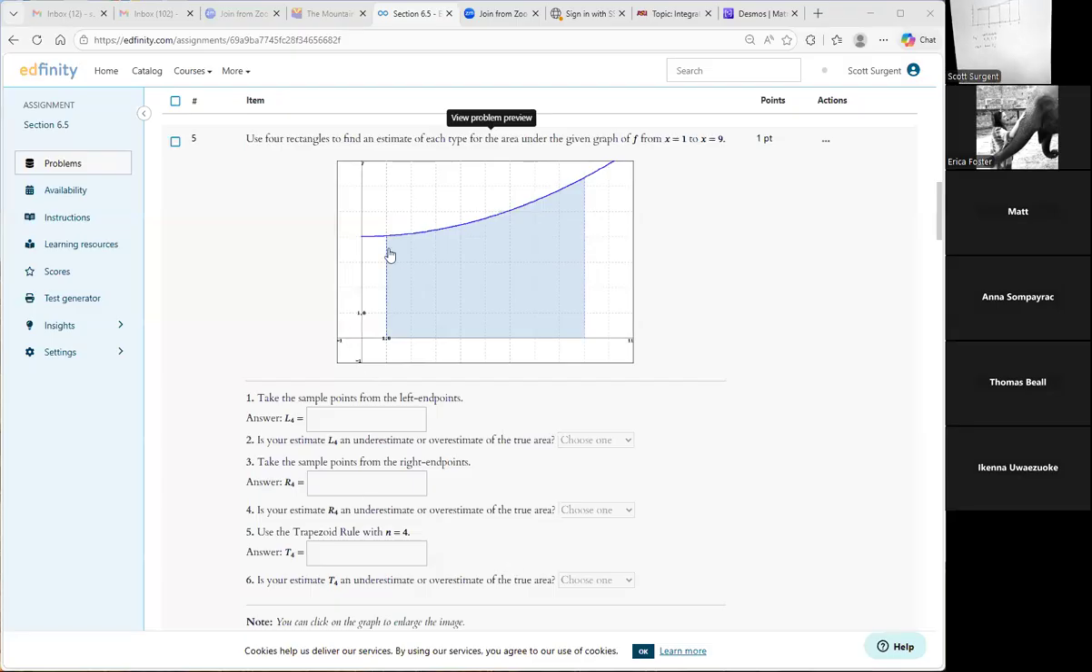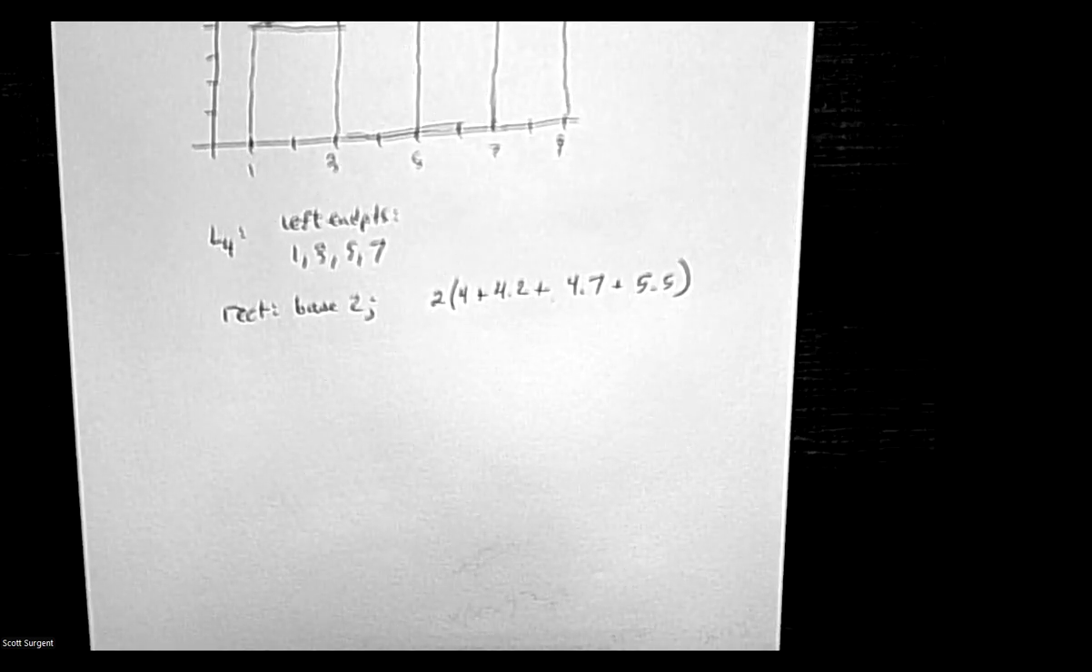So at 1, it's 4. At 3, it's about 4.1, maybe 4.2. We're going to have to just eyeball it, about 4.2. At 5, that's going to be about 4.7. And then at 7, that's going to be about 5.5. And then all I do is just add them up and multiply by 2. I factored out the 2 to the front to save myself a calculation.